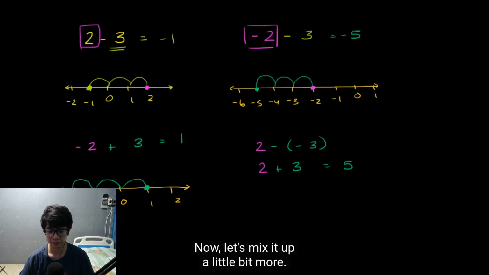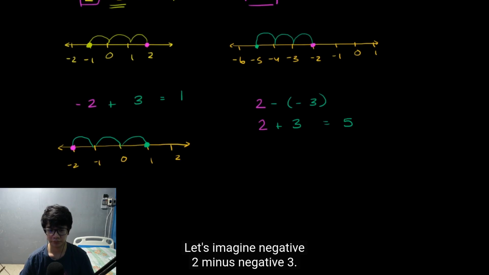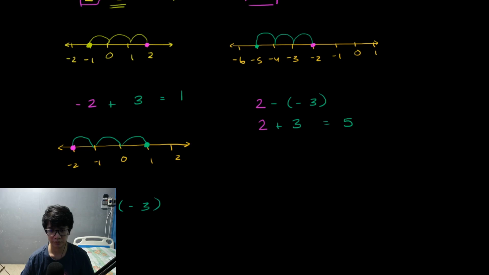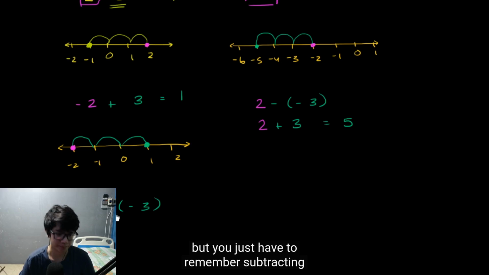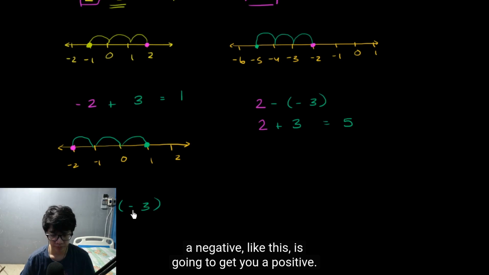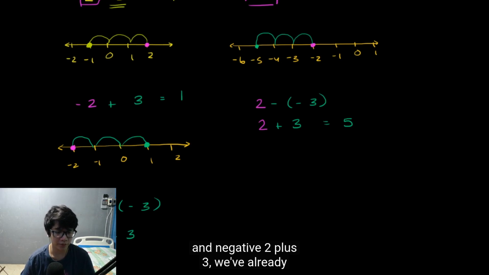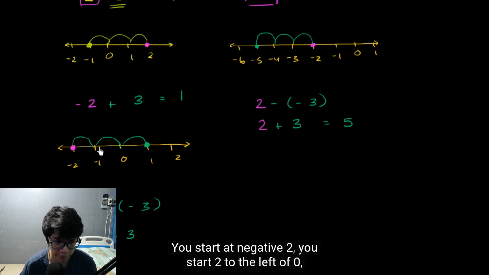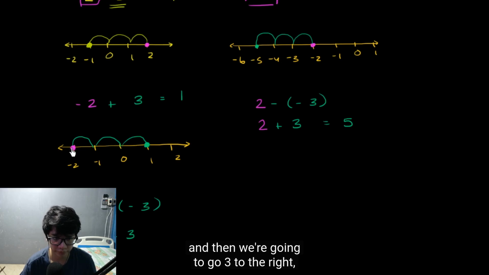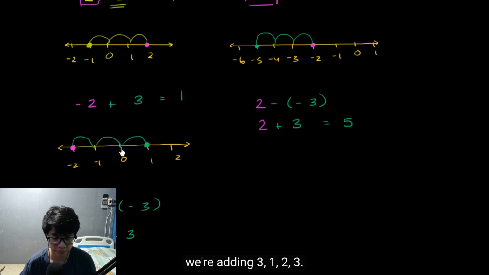Now let's mix it up a little bit more. Let's imagine negative 2 minus negative 3. Now this might seem really intimidating. I have all of these negatives in place here. But you just have to remember, subtracting a negative like this is going to get you a positive. So this is the exact same thing as negative 2 plus 3. And negative 2 plus 3, we've already seen it right over here. You start at negative 2, 2 to the left of 0. And then we're going to go 3 to the right. We're adding 3. 1, 2, 3.